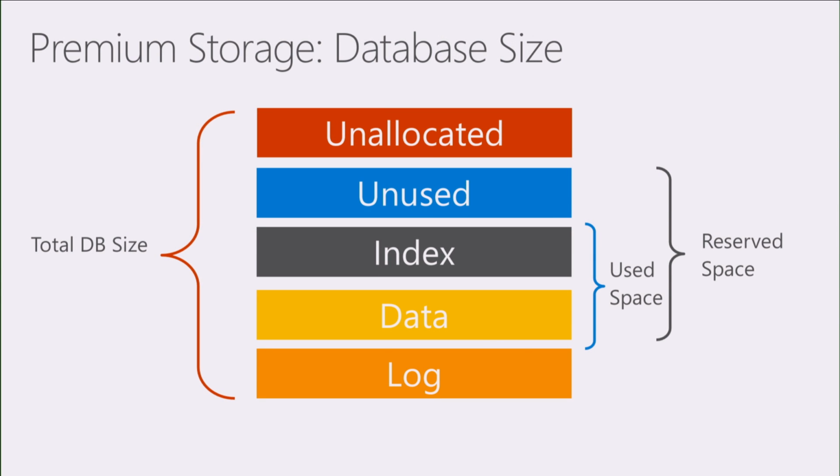Okay, and the actual data within premium storage is actually the database size. And this is mainly just the reserve space, the log space, and the unallocated portion. To go into mainly the unallocated portion, the unallocated portion of your database size is essentially the space available for your database that has not been reserved for any database objects. For your unused portion, this is essentially reserved space but has not been used by any database objects.